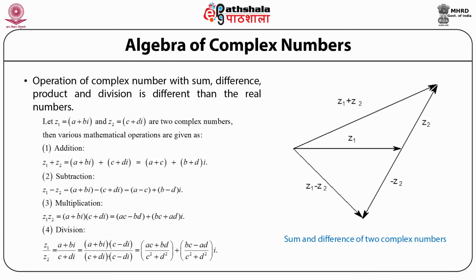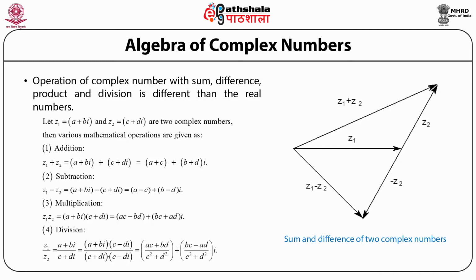When we have Z1 by Z2, which is A plus Bi divided by C plus Di, there is something called conjugate. Conjugate meaning we only change the sign of the imaginary number, and we are going to do that only for the denominator. We are going to take C plus Di, which is the denominator, and the conjugate of C plus Di is C minus Di, and we are going to multiply by C minus Di and divide it by C minus Di.